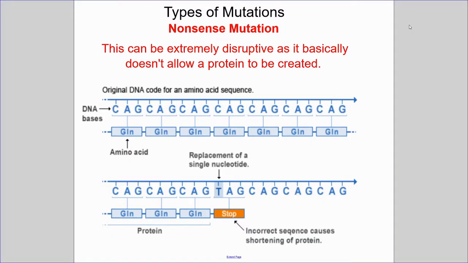A nonsense mutation is also very, very disruptive. It basically doesn't allow protein to be created. So here we have a section of a protein, some amino acid sequence where we have glycine, glycine, glycine, glycine, all the way down. In this case, this substitution substitutes a C right here for a T, and that TAG will code for a stop amino acid. It's a stop codon. So instead of having a nice fully fleshed out protein, it gets stopped prematurely, and the protein becomes probably non-functional or maybe partially functional, but it would be bad.